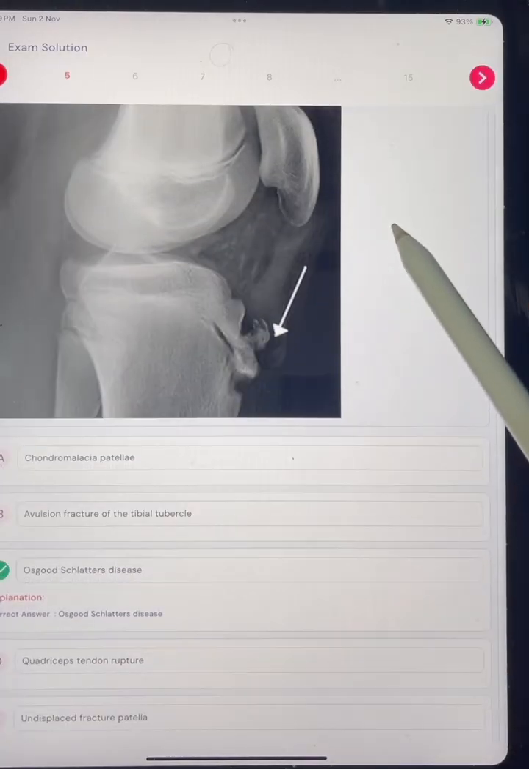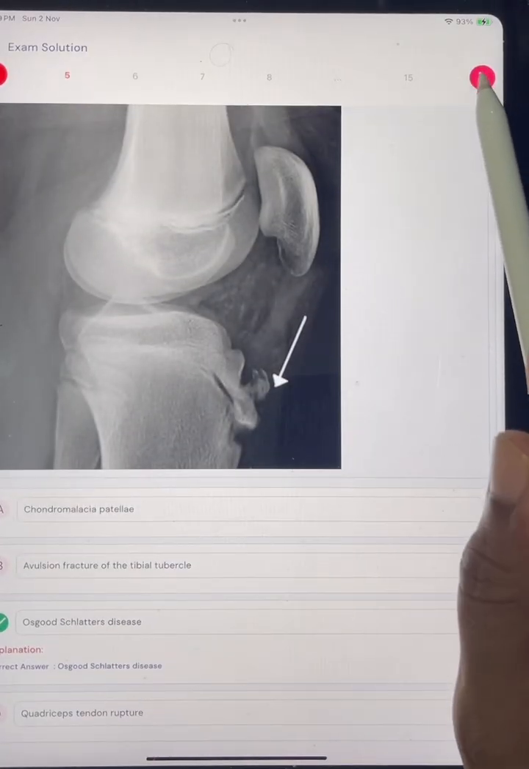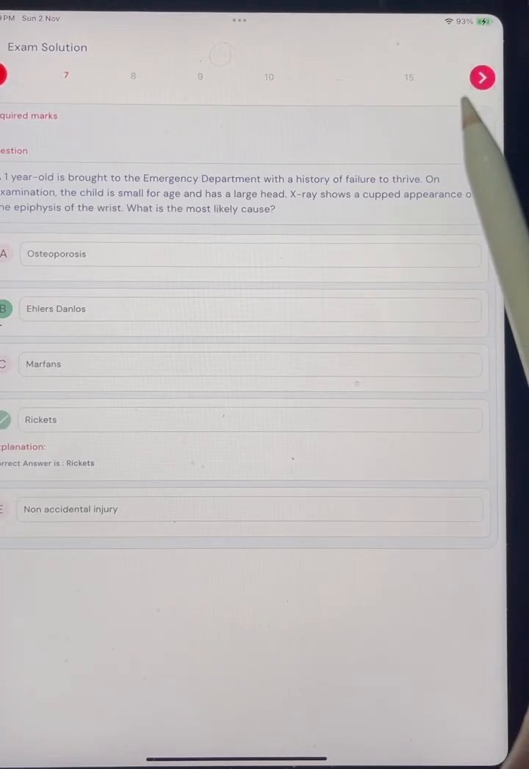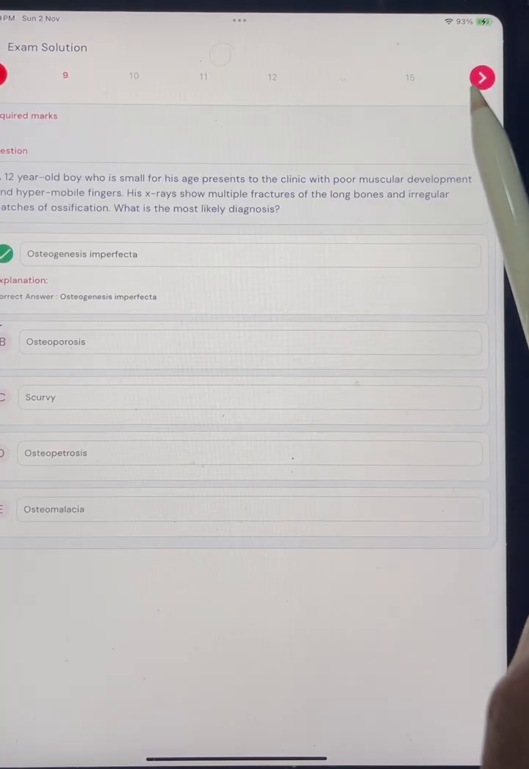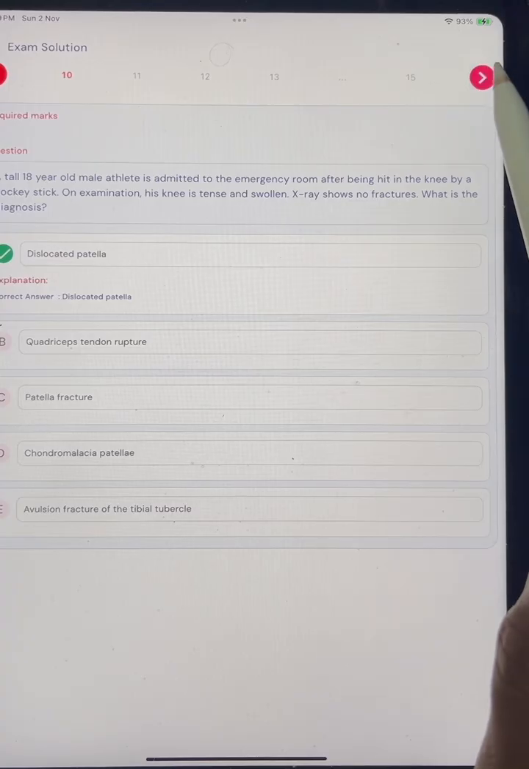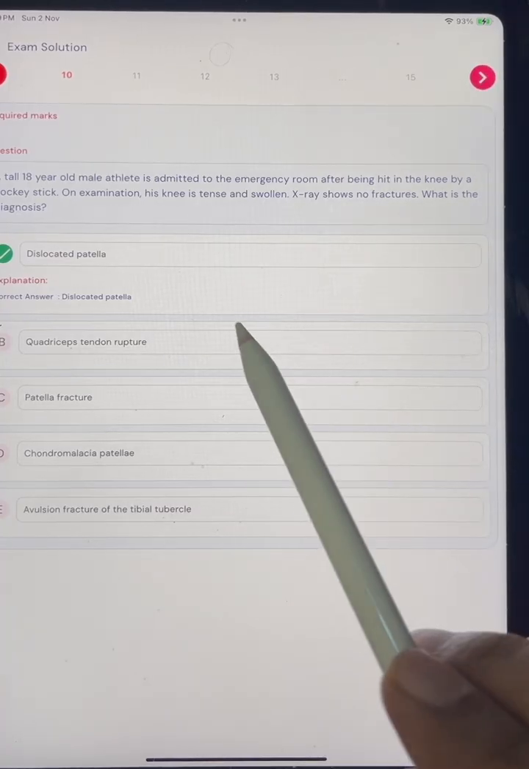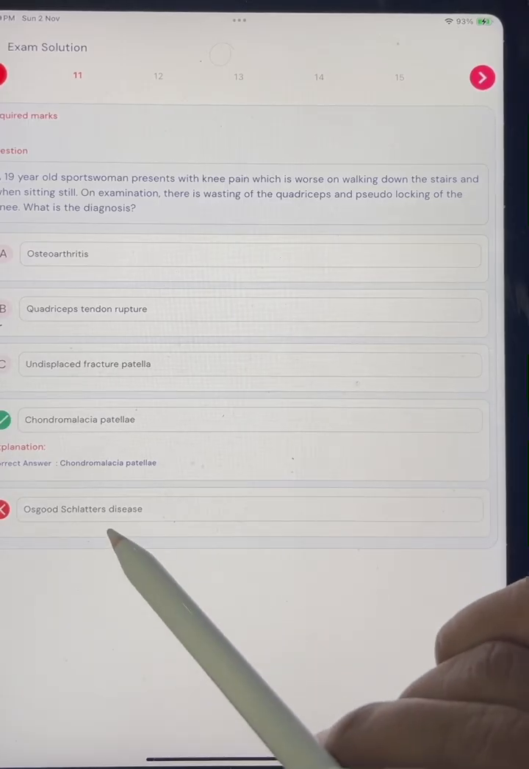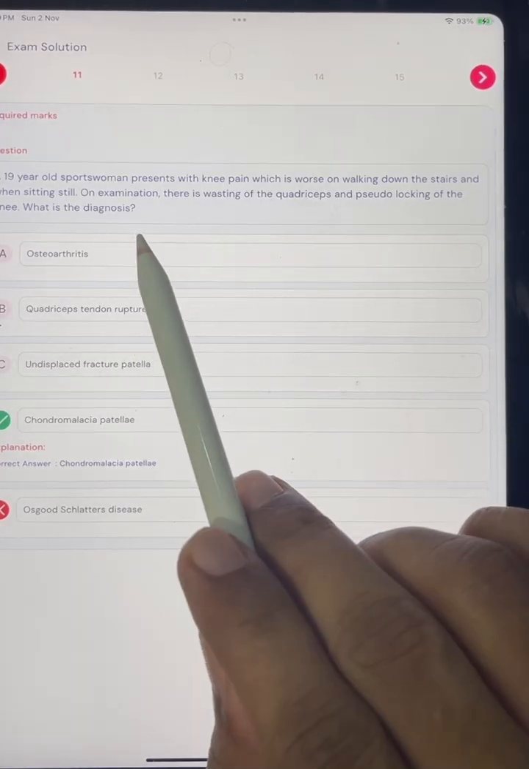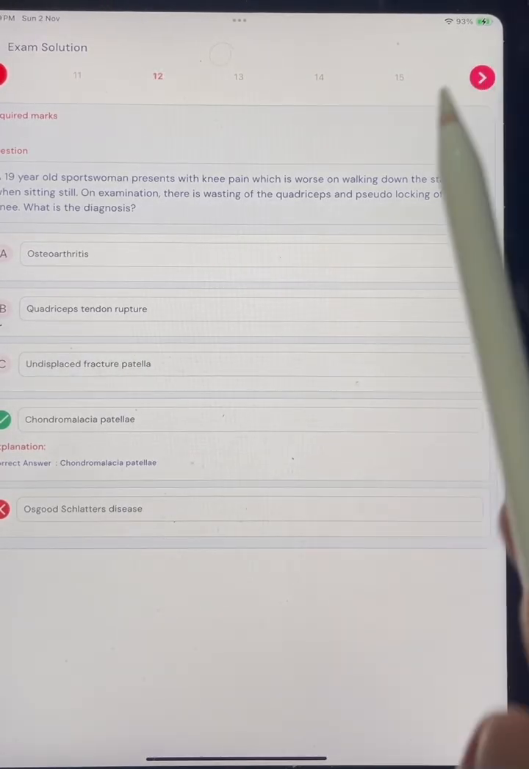And what is this? Osgood-Schlatter's disease. Transient synovitis. Rickets. Unilateral is not always. Osteogenesis imperfecta is right. Dislocated patella. So it is chondromalacia patellae, quadriceps pseudolocking. Okay.